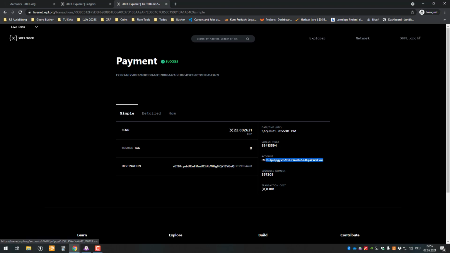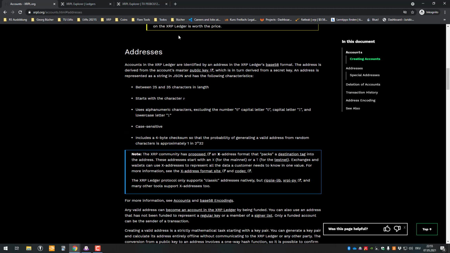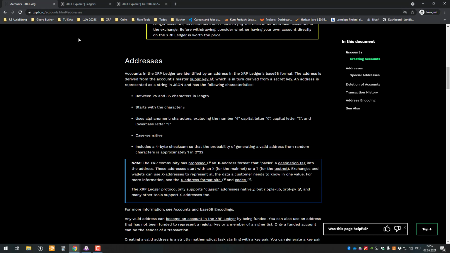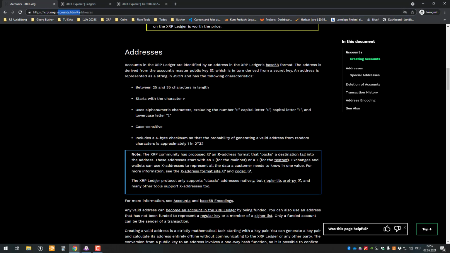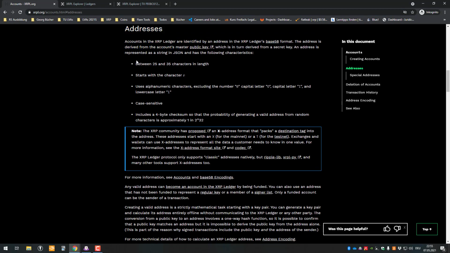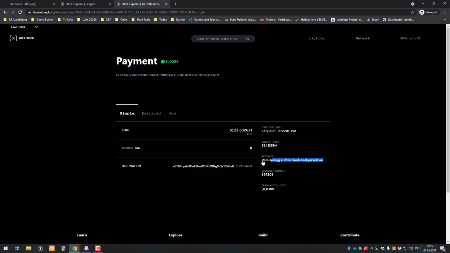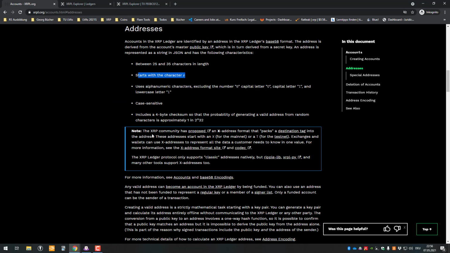And now there's the question: what's the format of this address? All of the info I'm about to show you is publicly accessible on the xrpl.org/accounts website. We can see here that an address is between 25 to 35 characters long. It starts with an R. We can also see that these two addresses here contain a lowercase r at the beginning. It uses alphanumeric characters excluding the number 0, capital letter O, capital letter I, and lowercase l.